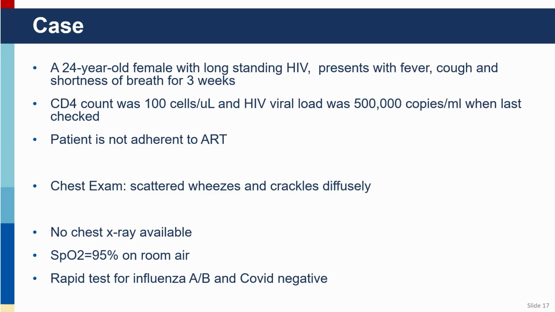So let's do a little different variation. The same 24-year-old woman with long-standing HIV has fever and cough, so it's 3 weeks, but this time you know that her CD4 count is 100 and her viral load is quite high. She hasn't been adherent to her antiretroviral therapy. At this point, you examine her, she still has wheezes, you don't have a chest X-ray, and her O2 sat is 95.